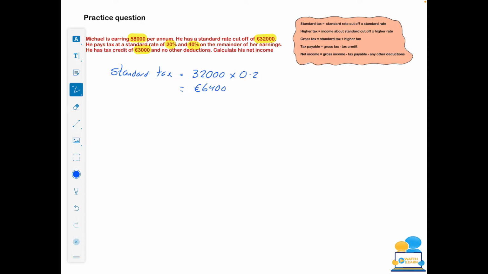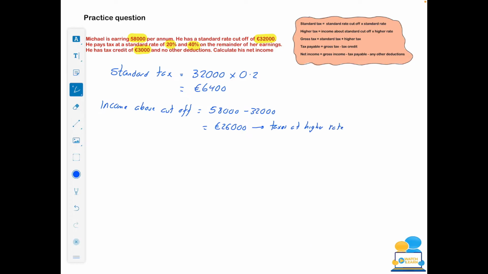Now, that's only the amount he was taxed up until 32,000 of his income. On the rest then he needs to pay the higher tax. Okay, so I'm going to say income above cut off. Basically how much more does he earn than 32,000? So to find that, we're going to subtract, we'll have 58,000 minus 32,000. Okay, so he earns 26,000 above the cutoff. Okay, this must be taxed at higher rate.